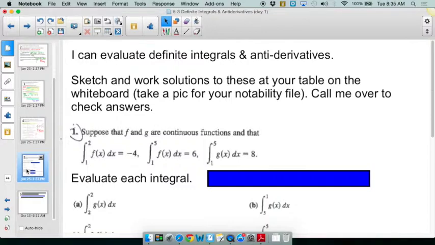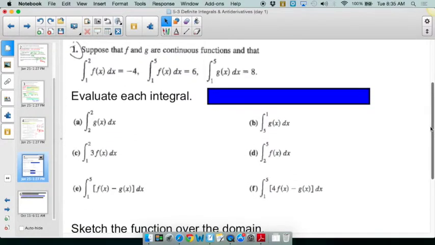Okay, so we know these things. If we integrate a function from 1 to 2, we get an area of -4. And if we integrate a function from 1 to 5, the same function, we get an area of +6. So this is where we're going to use these properties. And then if we integrate from 1 to 5 a different function, we get an area of 8. Do we know what the functions are? No, we don't. Do we care? Not really, because we already know what the integral is. We already know what the answer is. So let's take a look at these functions here.